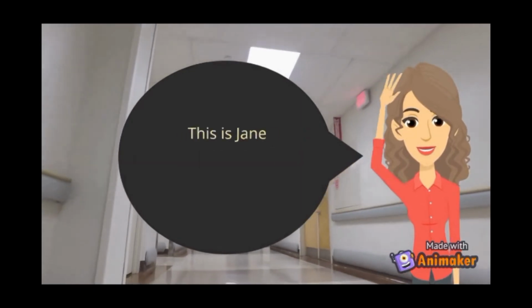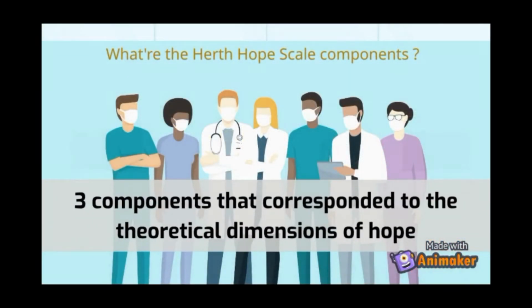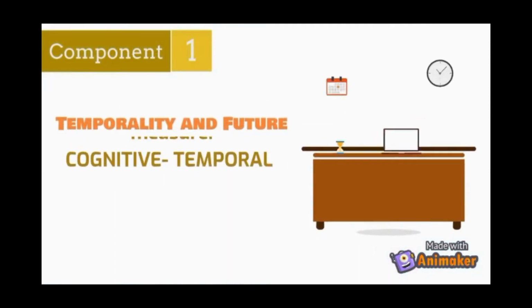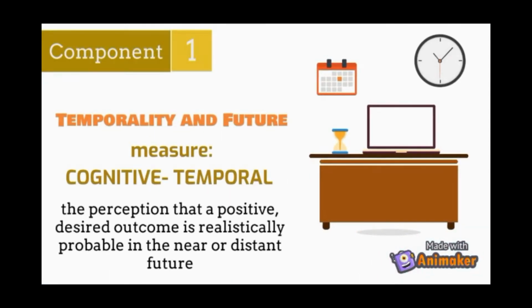Hi, this is Jane, your occupational therapist for today, and I would like to explain the components of Herth Hope Scale, which has three components that correspond to the theoretical dimensions of hope, which are temporality and future, positive readiness and expectancy, and interconnectedness. Temporality and future measures the cognitive temporal, which is the perception that a positive, desired outcome is realistically probable in the near or distant future.